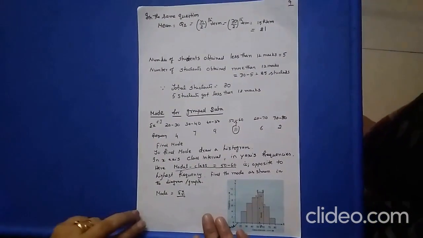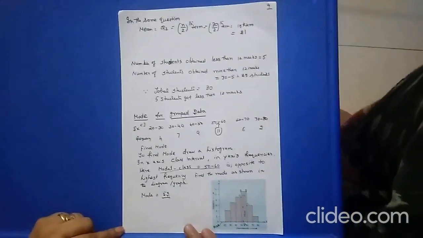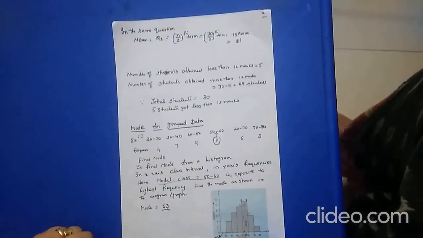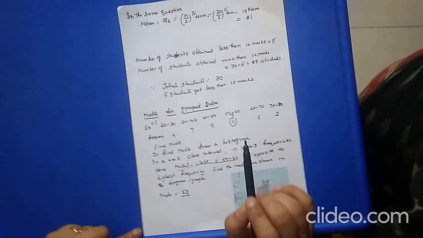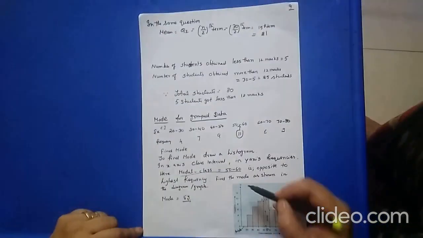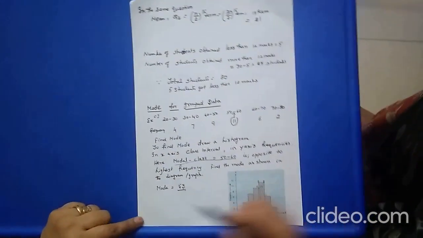So all the students, you remember, for mean there are three methods: direct, step deviation and so on. For median, you have to construct the ogive, and definitely you have to calculate cumulative frequency. For mode, you draw the histogram and you need only the frequency. Opposite to the highest frequency, your answer will be there. You join, and where it intersects on the x-axis will be the mode.